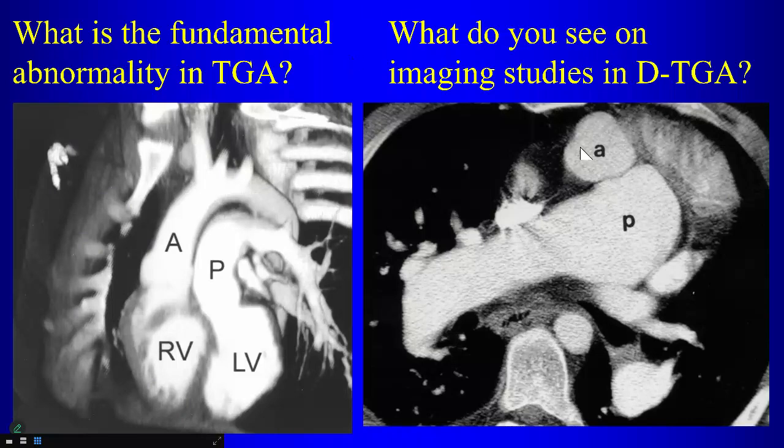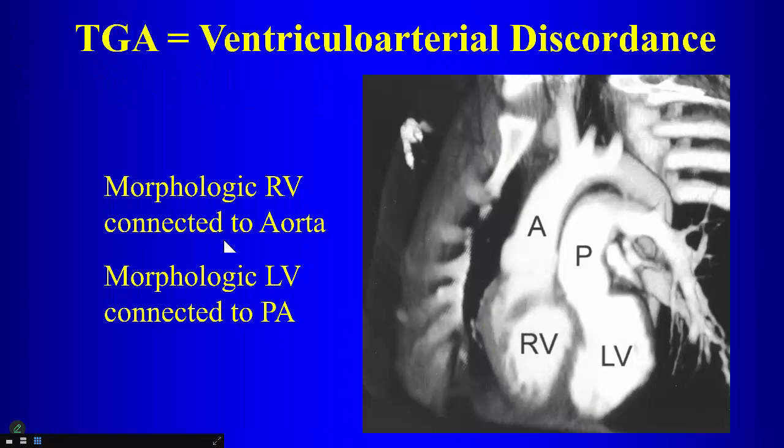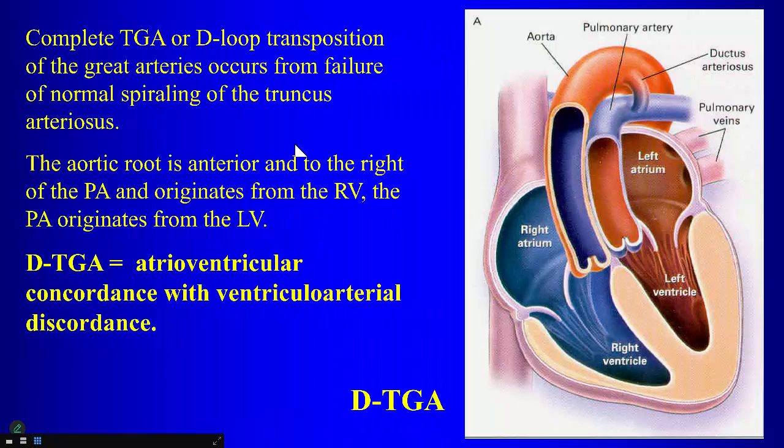The normal relationship of the aorta to the pulmonary artery is? Posterior, to the right, yeah. Okay, so ventricular arterial discordance. That's what the term transposition means. Whenever you hear that term, it means ventricular arterial discordance, right? Embryologically, it occurs from failure of normal spiraling of the truncus arteriosus, so that the aorta winds up connecting to the right ventricle, and the pulmonary artery winds up connecting to the left ventricle. The aorta winds up anterior to the right of the pulmonary artery.